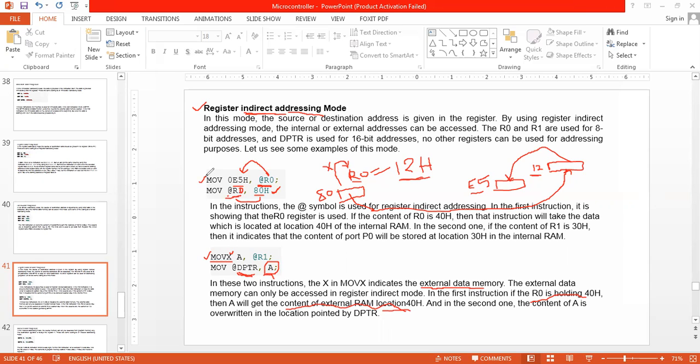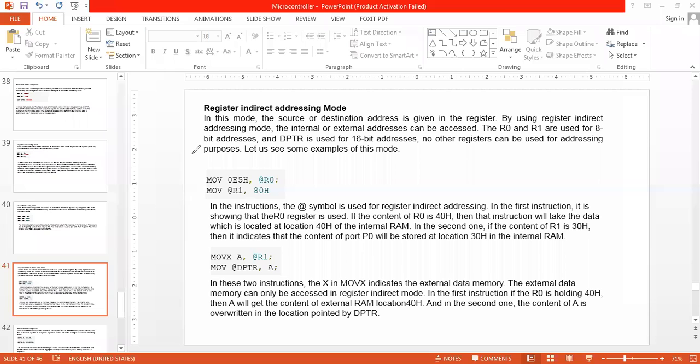The time is very less. There is one more addressing mode left.